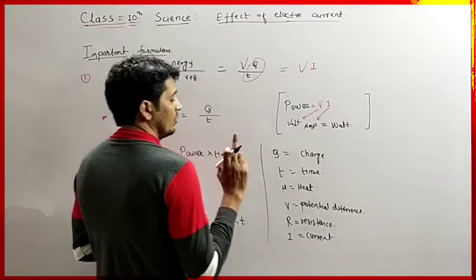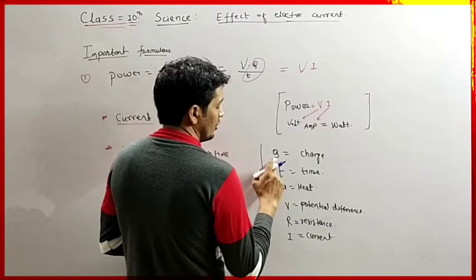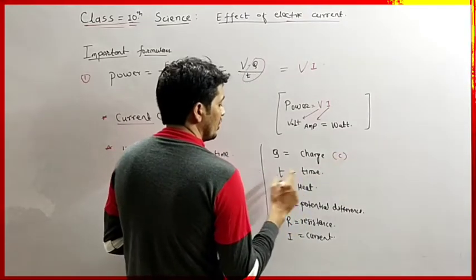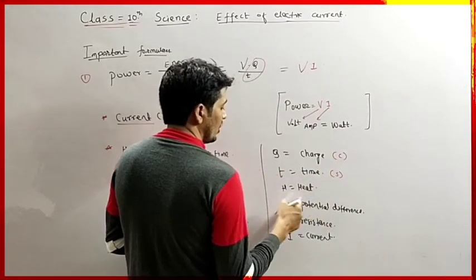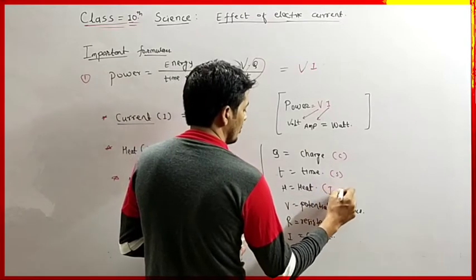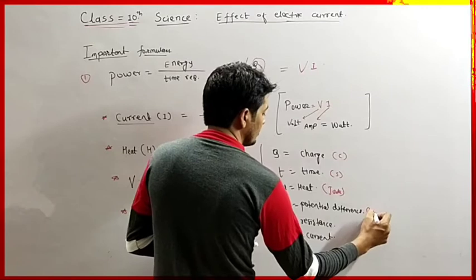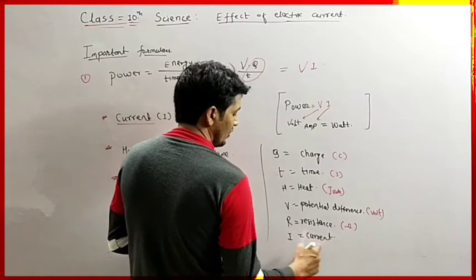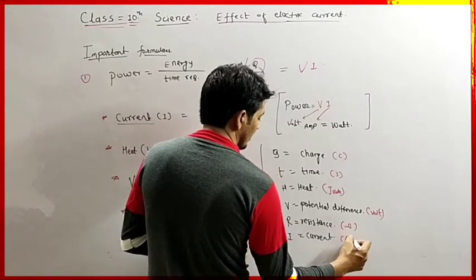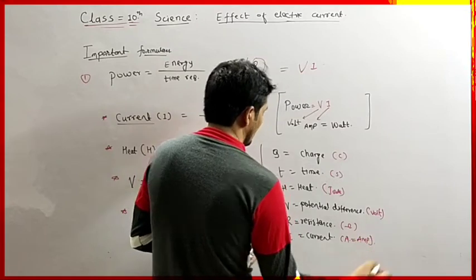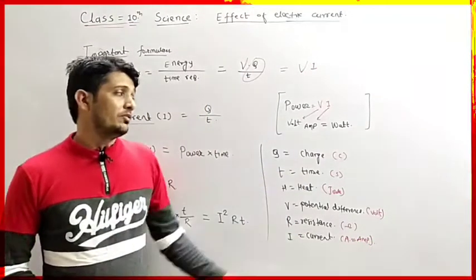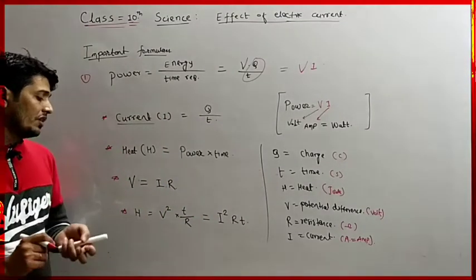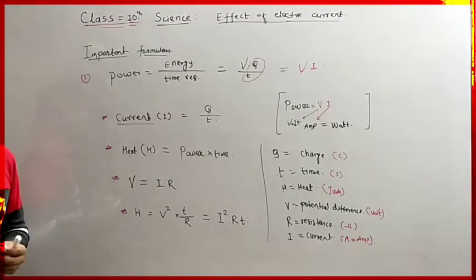Okay. Now we have to write the units also. The unit of charge is coulomb. Unit of time is second. Unit of heat is joule. Unit of potential difference is volt. Unit of resistance is ohm. And unit of current is ampere. Okay, so by knowing all these units, we can calculate the unit of any one of the variables. So this is a very important part that you have to write. So write down now.